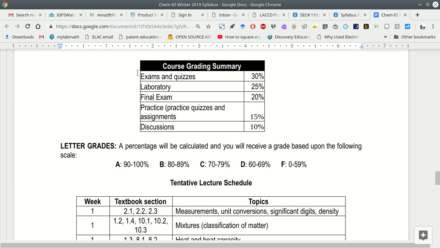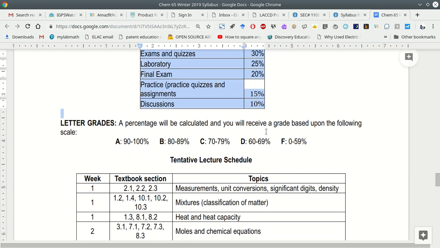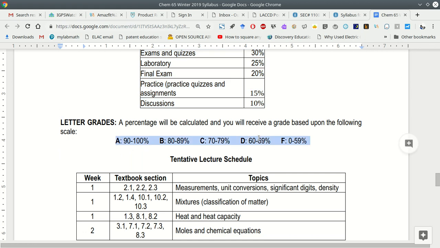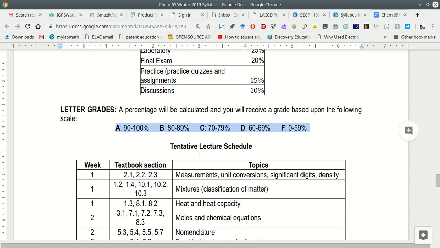Here is how I calculate your grade. Your grade, I don't calculate it myself. It just happens on Canvas. So anytime you see your grade on Canvas, that is your current grade in the course. I do not give A plus or A minus. I only give A, B, C, D, and F.